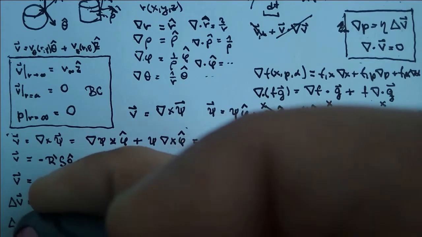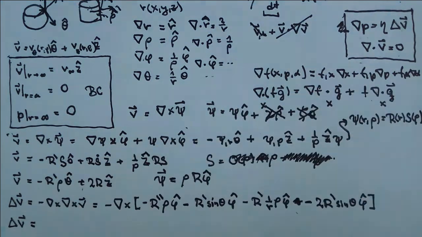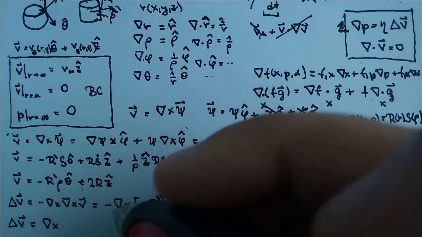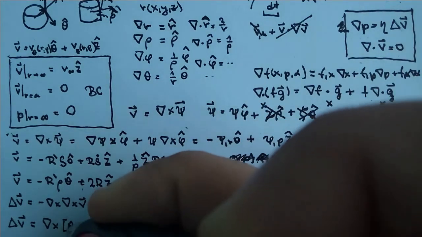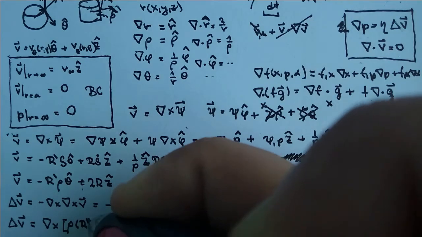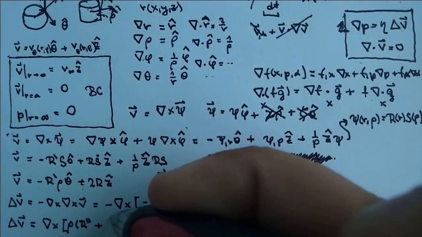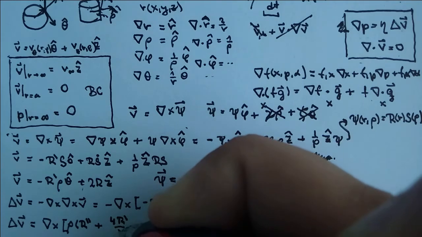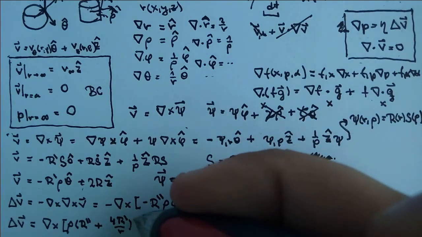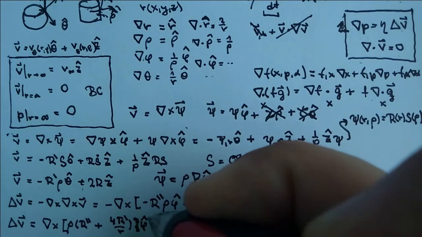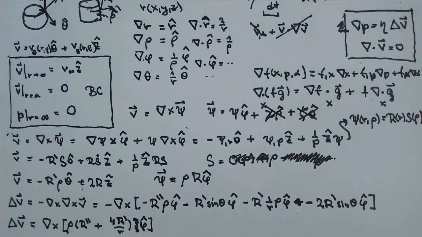Laplacian of v is equal to curl of rho, and there is r double prime from this first term, and 4 of these, so plus 4 of r prime divided by r, and the bracket closes. Oh, I'm sorry, there is phi hat. Actually, there's phi hat in all terms. So great, and this is our relation.